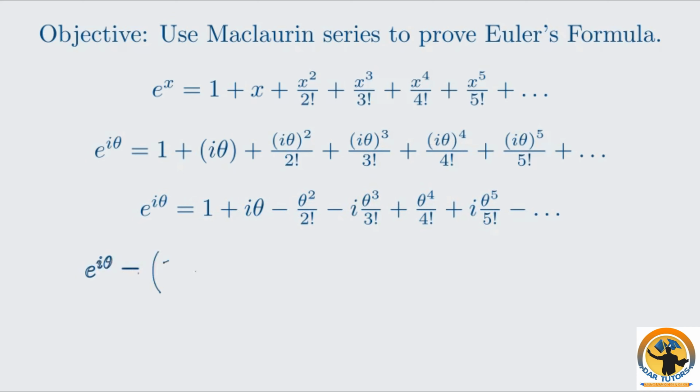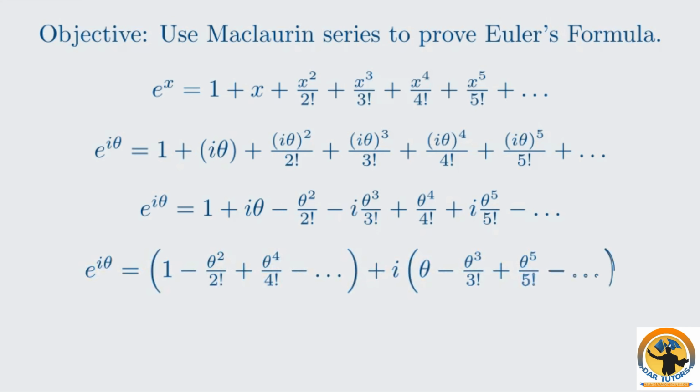The real part consists of all the terms without an i. The imaginary part consists of all the terms with an i, which we can factor out. Take a close look at the 2 series in the parentheses. Do they look familiar? The first series is the Maclaurin series for cosine of θ. The second series is the Maclaurin series for sine of θ.